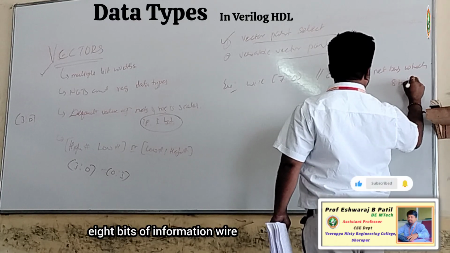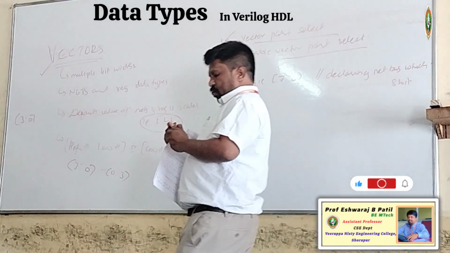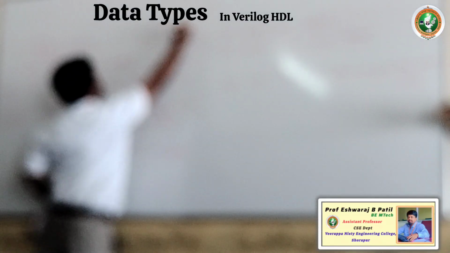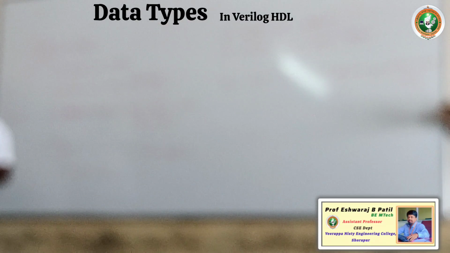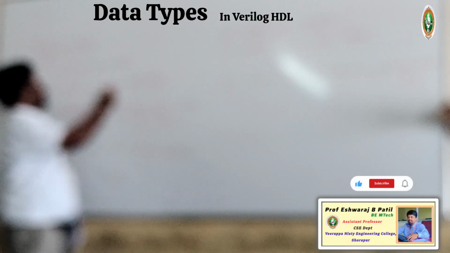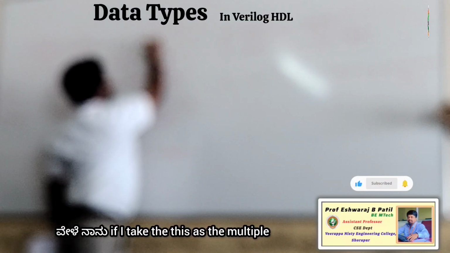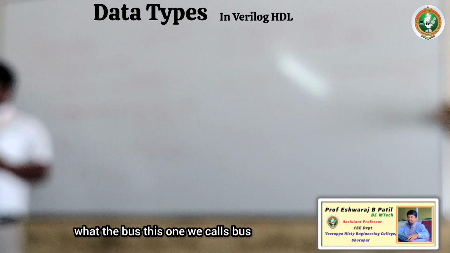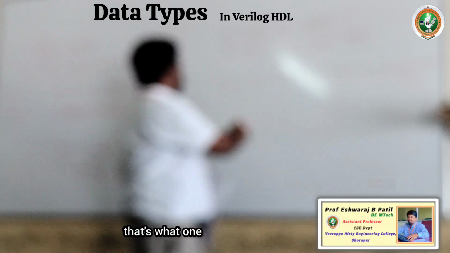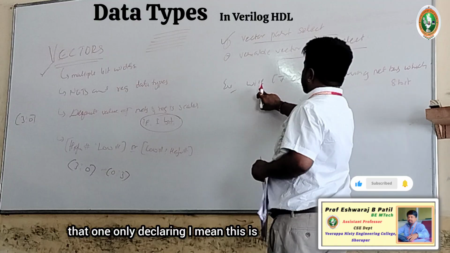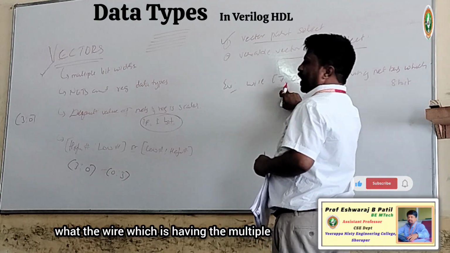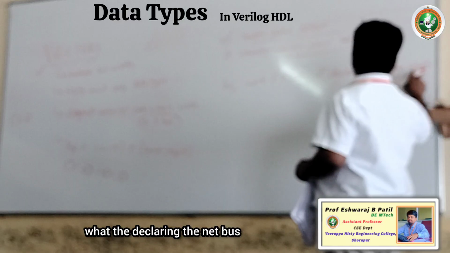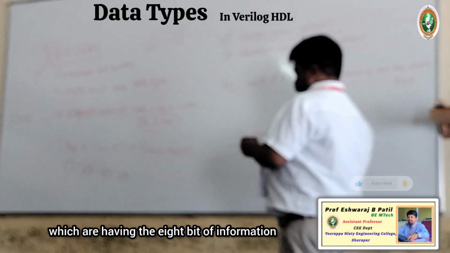8 bits of information. Suppose there is one wire, one line; we call it a wire or a net. But if I take this as multiple wires, this one we call a bus. This is a wire which has multiple bits of information. This declares a net bus which has 8 bits of information.